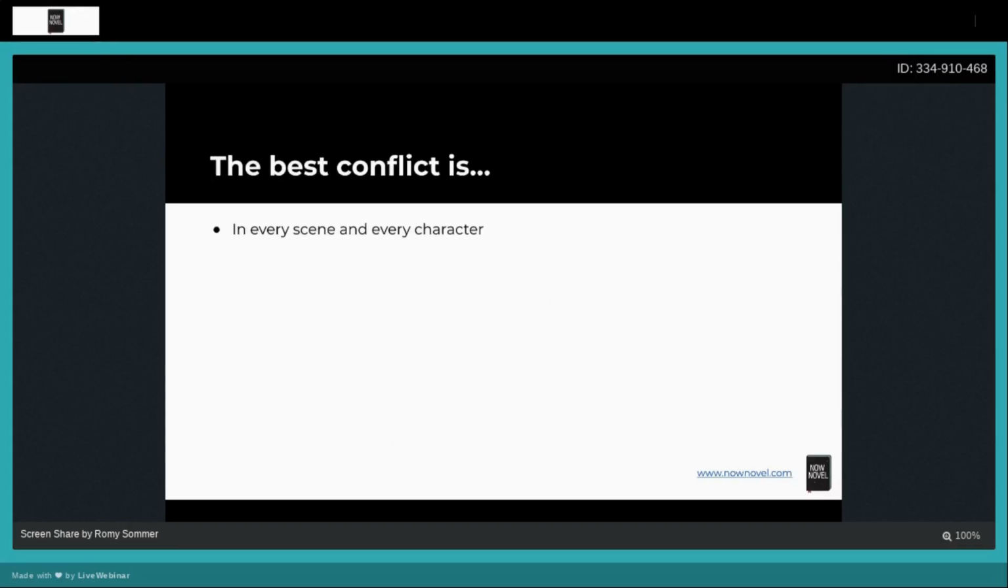Conflict is in every scene and in every character. This is absolutely crucial. If you have a scene that is not furthering the story, is not unraveling conflict, doesn't have some sort of goal that the character is aiming for and not achieving, the reader's going to get bored.